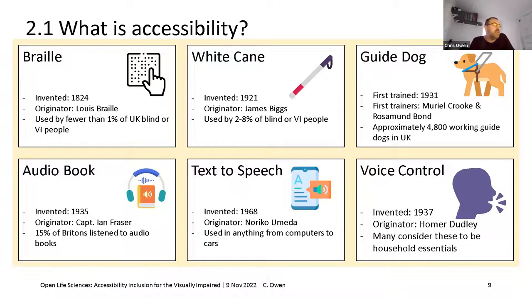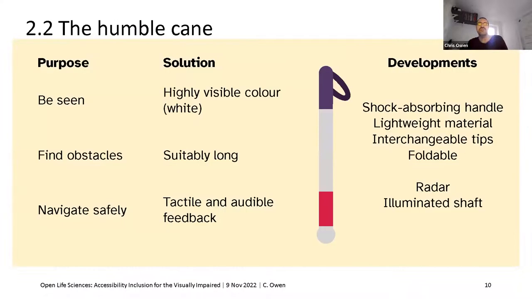So I just want to jump into a couple of case studies here. The first one I wanted to delve into was actually the humble cane. Now, as I said at the top, I use a humble cane. I use a long white cane to get around. And really, the purpose of it was, it had three areas. First of all, to be seen.